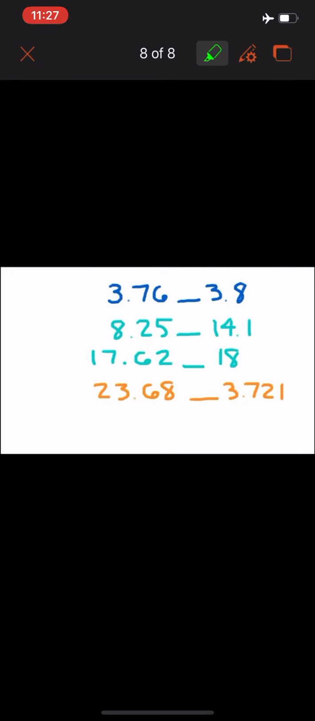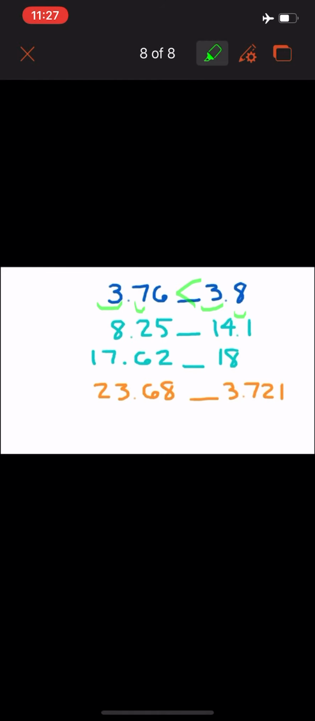3 and 76 hundredths, and on the other side we have 3 and 8 tenths. We will start by comparing the left side. We have 3 here and 3 here. They are equal. What should we do? We should go to the right side. Now in the right side, be careful. Go digit by digit. What do we have in the tenths? 7. What do we have in the tenths here? 8. Which one is greater? The 8 is greater. Right?